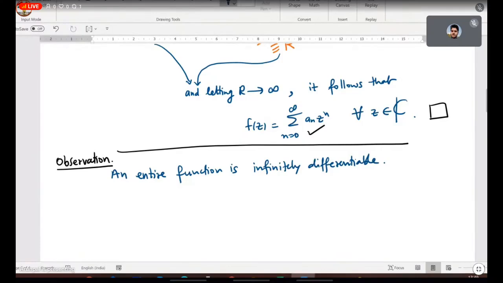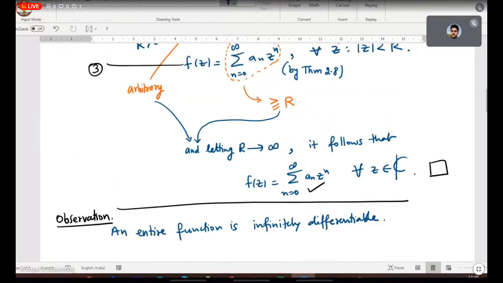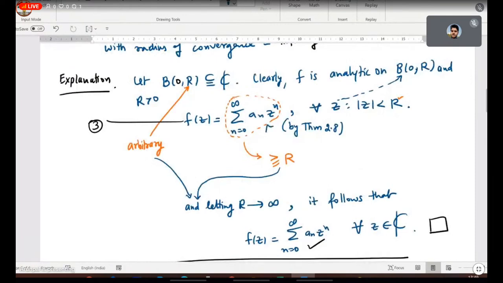Now class, take a note of what tool I have used to draw this observation. I have used the fact that the right hand side was a polynomial of infinite degree, and I could differentiate it infinite number of times with respect to z. Yes or no, class? Yes, sir. Of infinite degree.